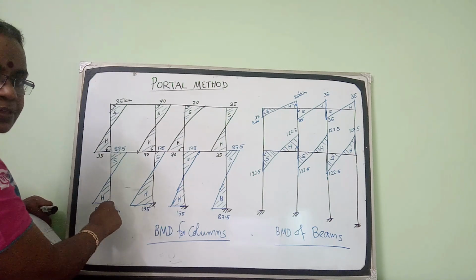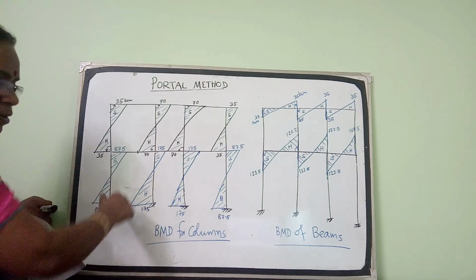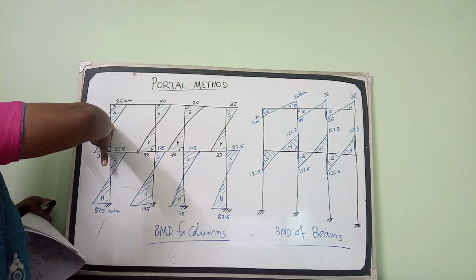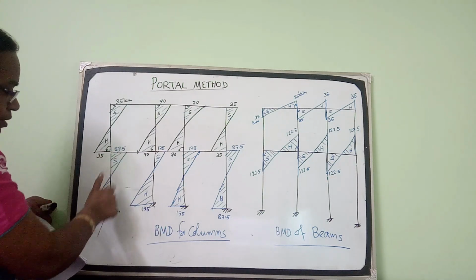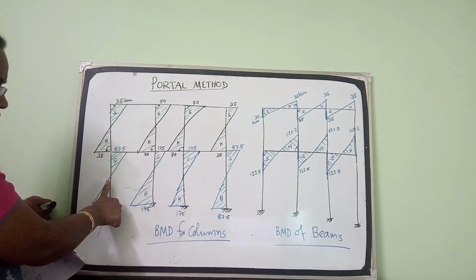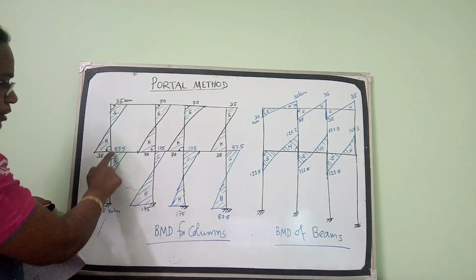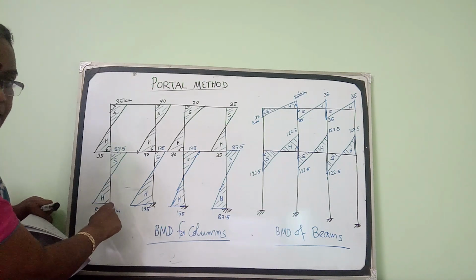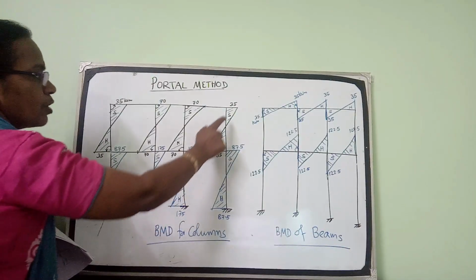Bottom column, the bending moment was 87.5 at both ends, anti-clockwise. So with your thumb in this direction, anti-clockwise, 87.5. The thumb in this direction, 87.5 anti-clockwise. So this is the bending moment diagram for the bottom column EI. Similarly, you have drawn the bending moment diagram for all the columns.